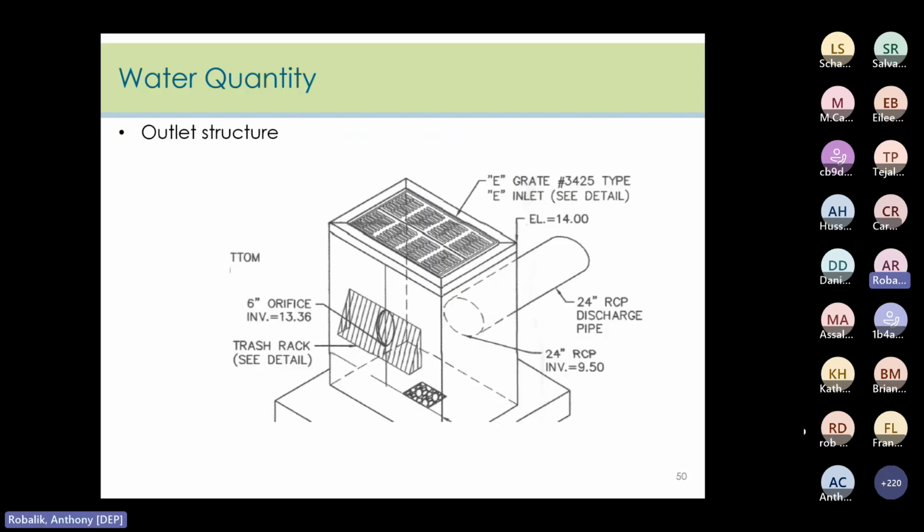If we take a look at the detail of the outlet structure, they've got an E-type grate at 14 feet, which checks out with what's in the model. And they have a 6-inch orifice, and that's also good. But on here it says that the orifice is at an elevation of 13.36 feet, which is actually 0.16 feet higher than what's shown in the model. So that's the problem.